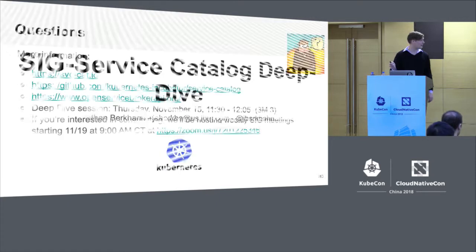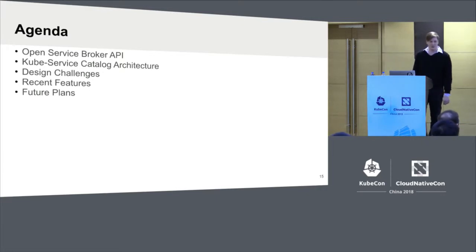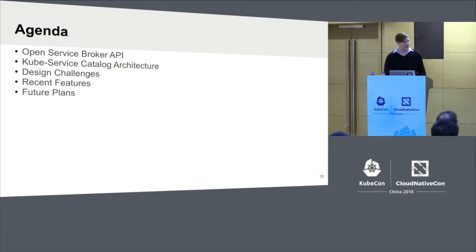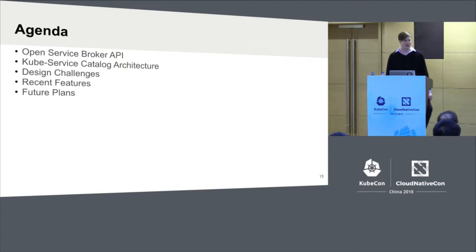So let's go ahead and get started. What am I going to be talking about today? I'm going to start off with a quick overview of the Open Service Broker API. This is what Service Catalog is an implementation of. We went over it briefly yesterday, but I'm going to go a little bit more in depth and recap things if you weren't here yesterday.